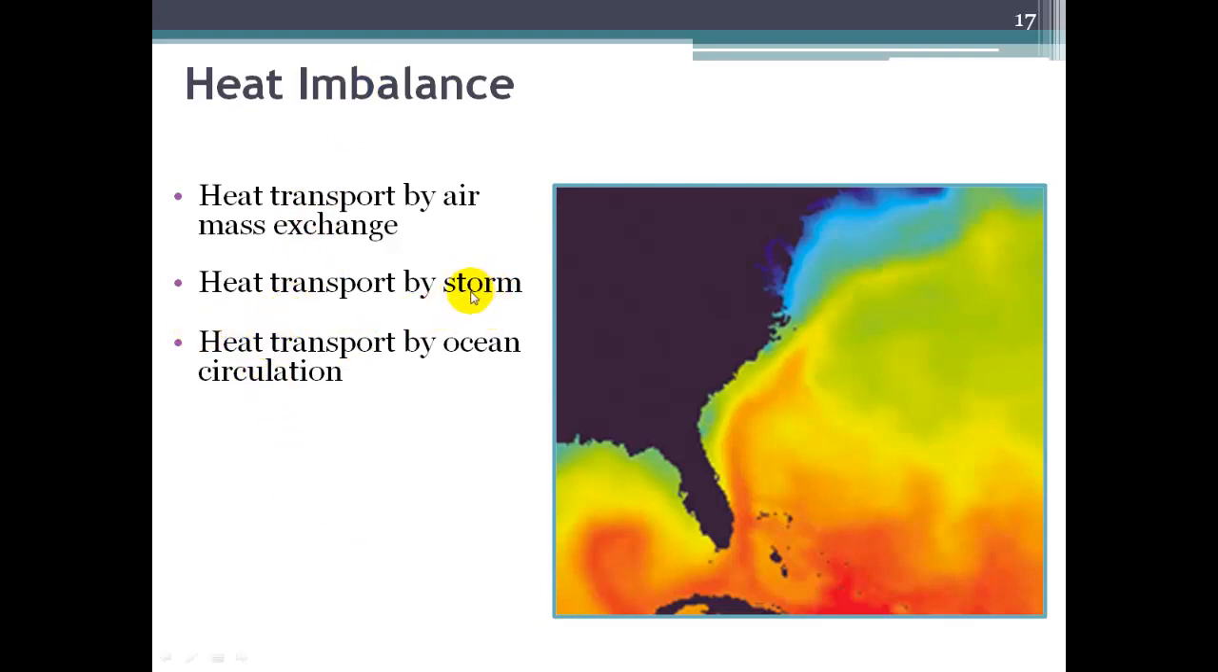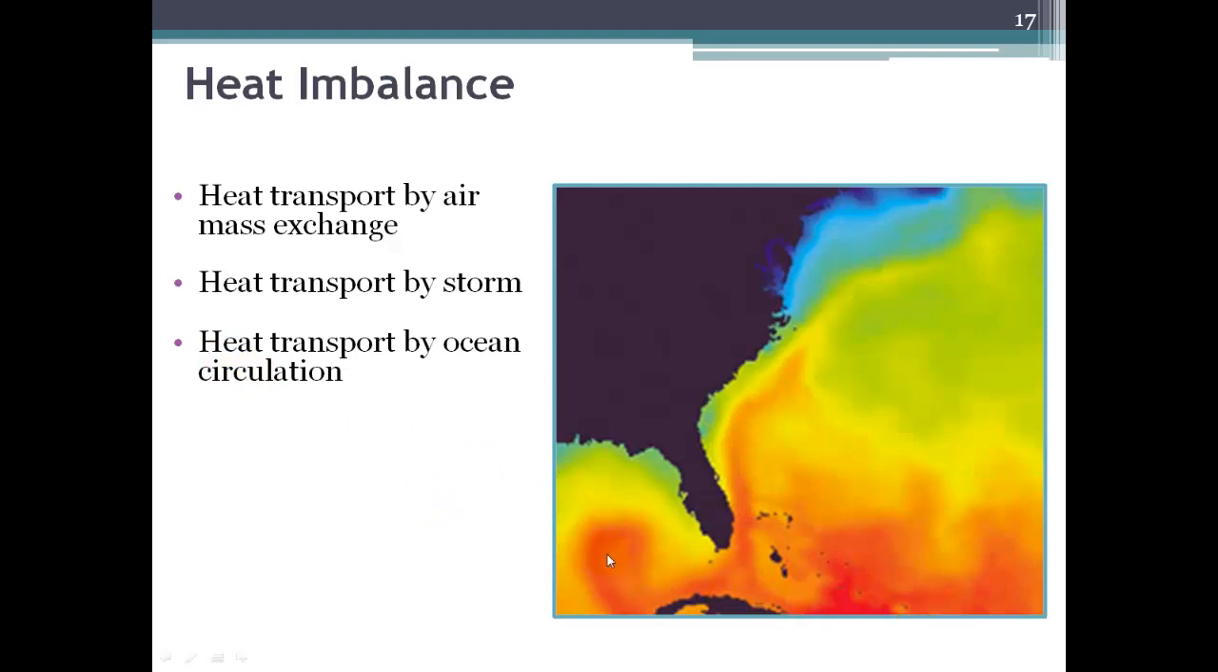Storms, hurricanes for example, form in the tropical areas in the summertime, towards the end of the summer season and early fall when everything's heated up. It's a way to transfer some of that energy from the tropics northward or southward, depending on which way the hurricane is going. And then finally, ocean currents also transfer heat. And you can see here the Gulf Stream and how this looks.